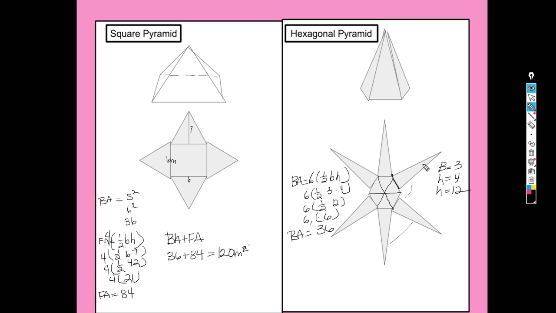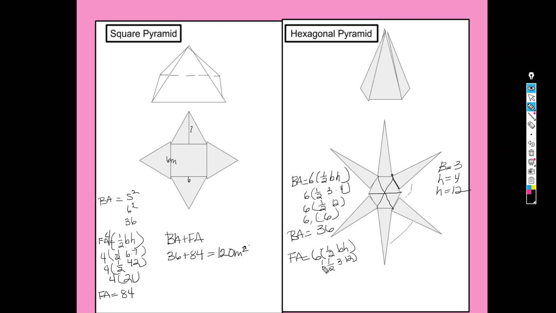Okay, so now we need to find the face area. So let's do face area, and once again, 6 times, because I have 6 faces in this case, right? If you notice here, bases and faces are always the same number. Okay, so we have 6 times 1/2 of my base and my height. Once again, my base is still 3. My height is now 12, because this is a really tall, skinny hexagonal pyramid.